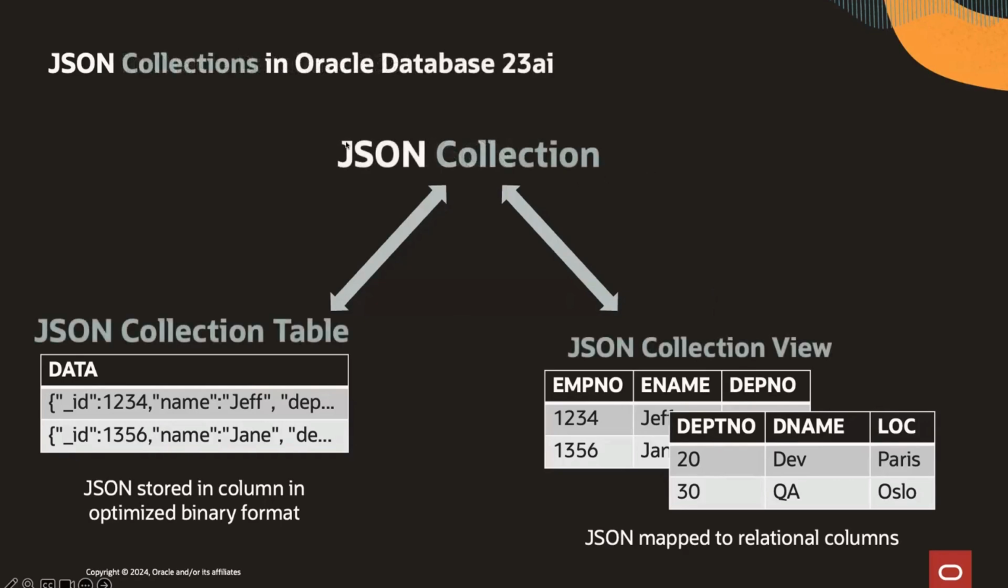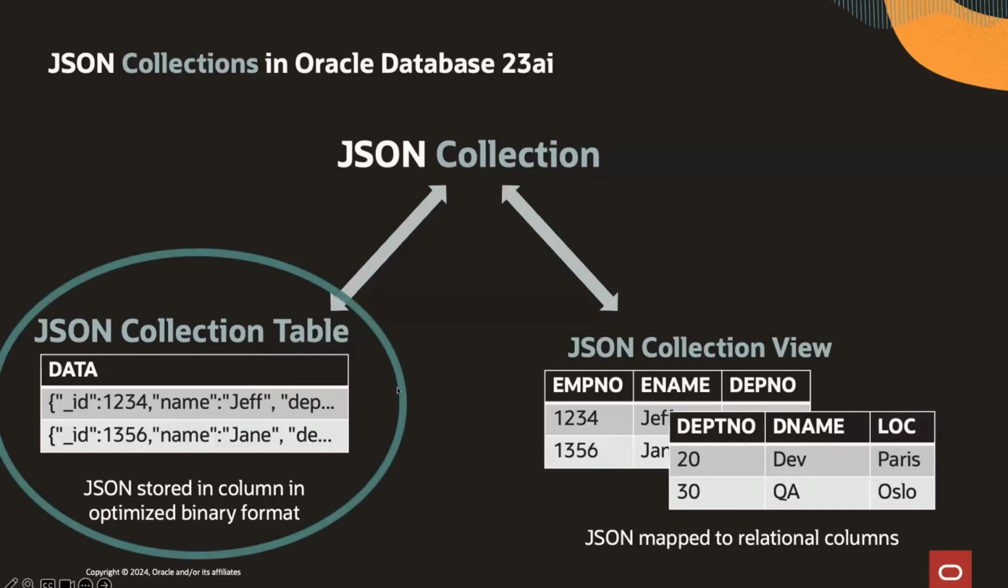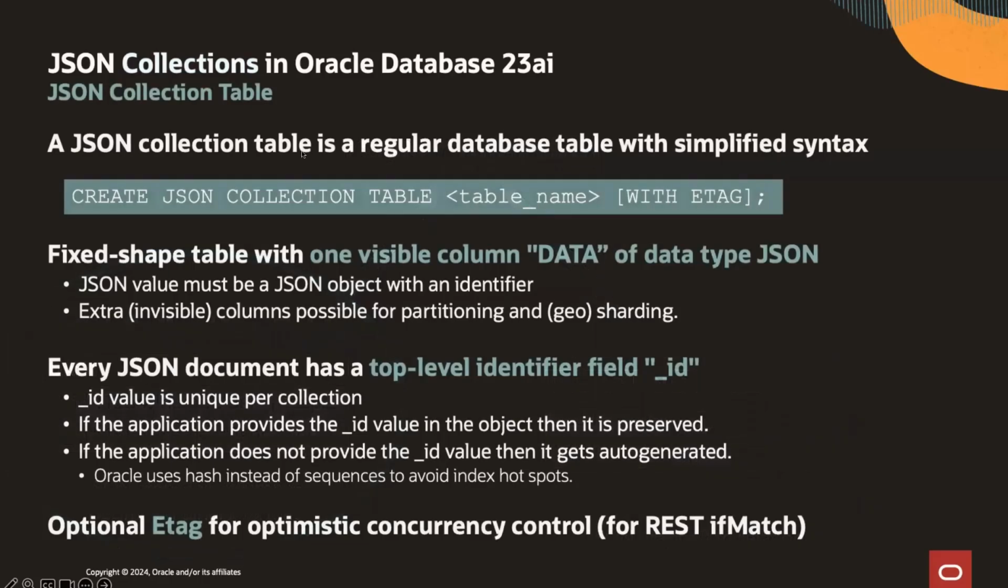And if you bring this collection concept into the picture here, then you can say, I want to work with JSON collections. This is the mental model where I say I have documents in a collection that has a name, etc. Then there are two implementations. One is to say I store it, that would be the JSON collection table, or I map it, which would be the JSON collection view. And we're going to look now into JSON collection tables. That is something we added in 23AI. So it's a variant of a table.